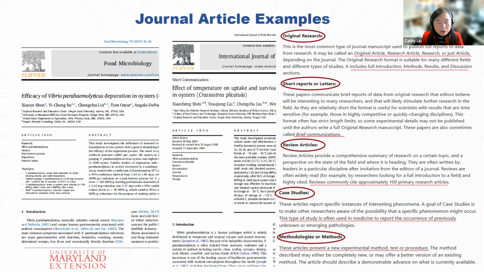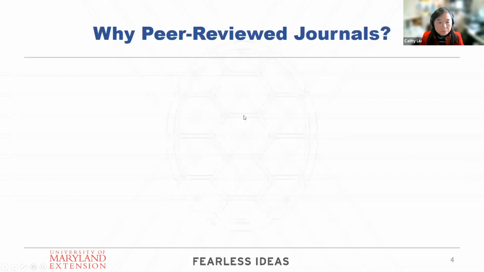Among those different types, for a researcher, the original article is probably the most common type. I will talk a little bit about this, but I am afraid to click the link. If I have time, I will click and show you some examples of original articles in detail. And so, why should we consider publishing our work in a peer-reviewed journal article?